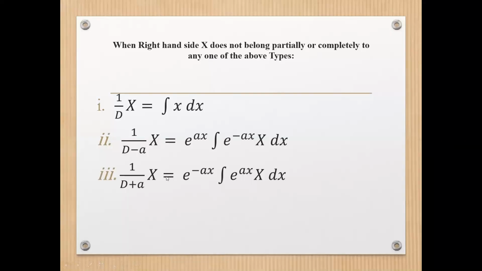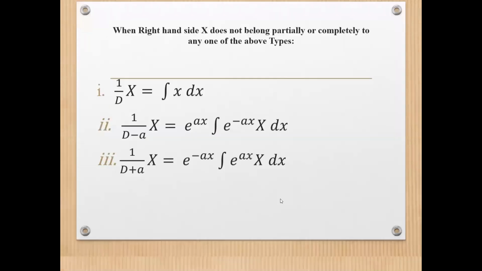This is the last type, when the right hand side does not belong partially or completely to any one of the above types. In this type we have to use these two formulas, which are very important. 1 upon D minus a is equal to e raised to ax integration e raised to minus ax X dx, and 1 upon D plus a is equal to e raised to minus ax integration e raised to ax X dx. These two formulas are also very important for MCQ purposes.